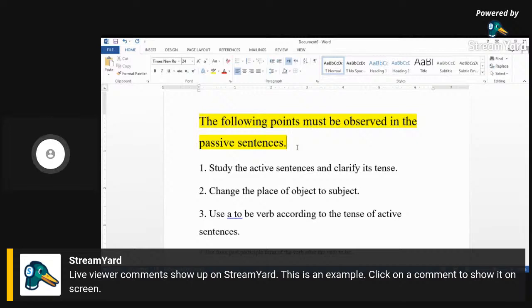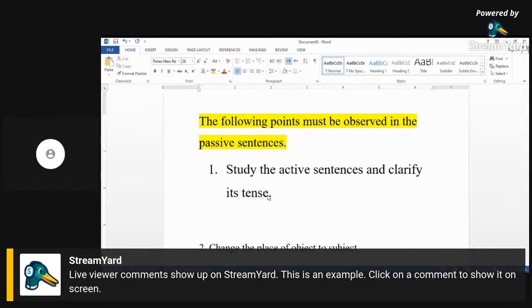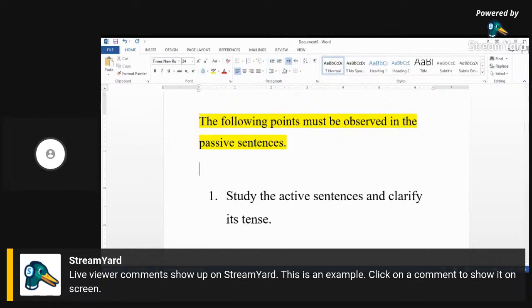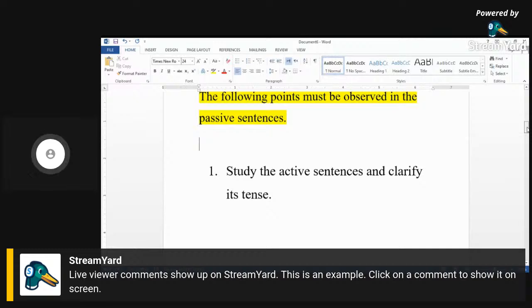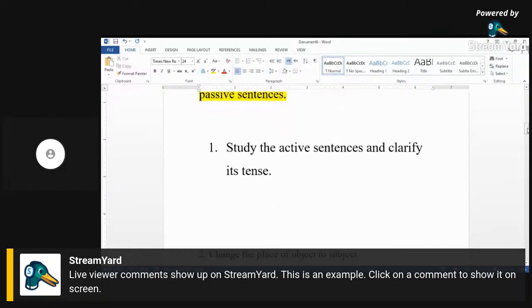The first rule is to study the active sentence and clarify its tense. Someone may ask why is it important? Today I was teaching this to one of my classes, and one of my students asked, teacher, is it very important that we should clarify the tense? Yes.